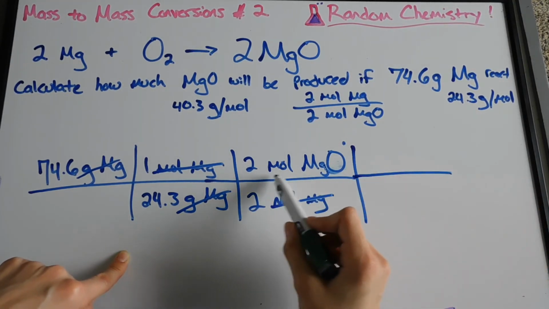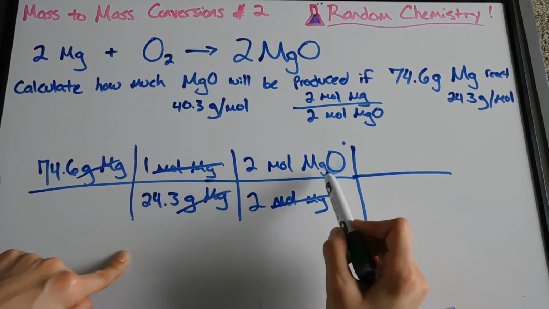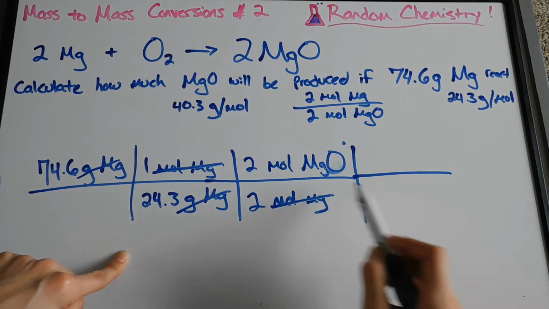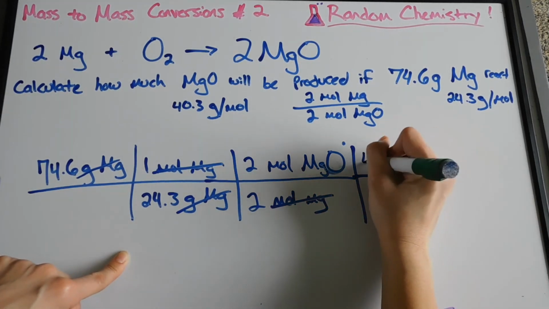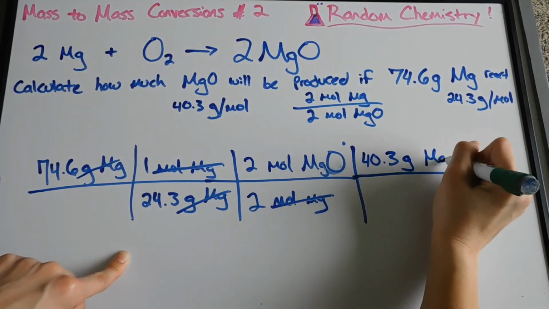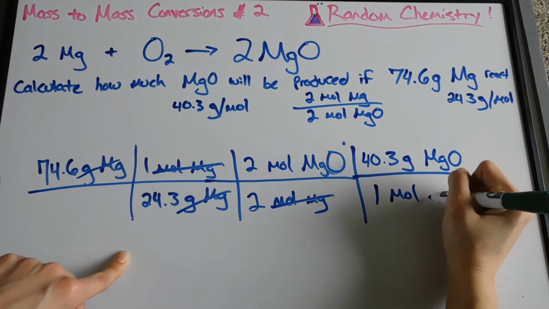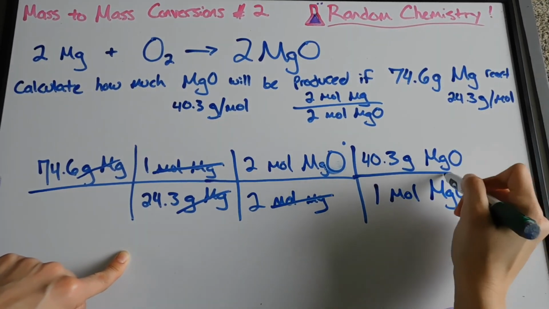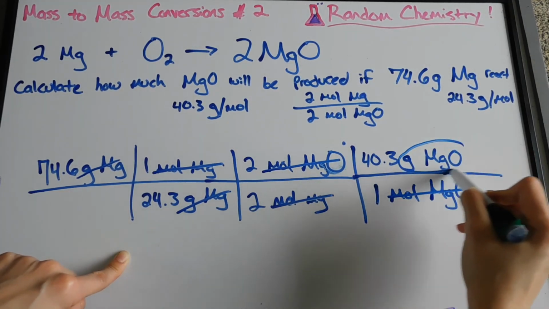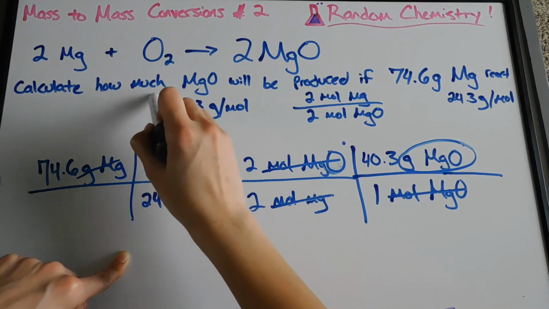So I need to convert from moles of MgO to grams of MgO. And I do that with my molar mass of MgO. So if I have moles on top, I want moles on bottom. So 40.3 grams of MgO per 1 mole of MgO. So moles of MgO cancel, and I'm left with grams of MgO, which is what it's asking me for.